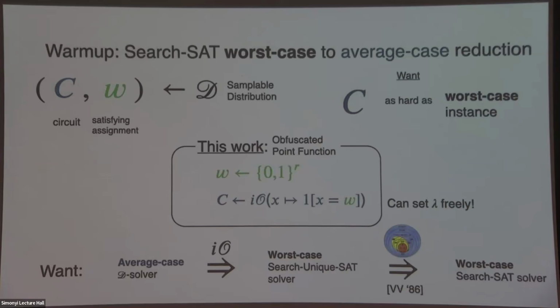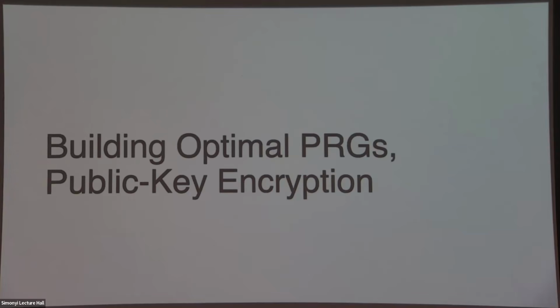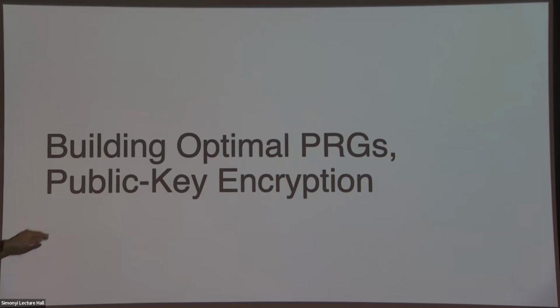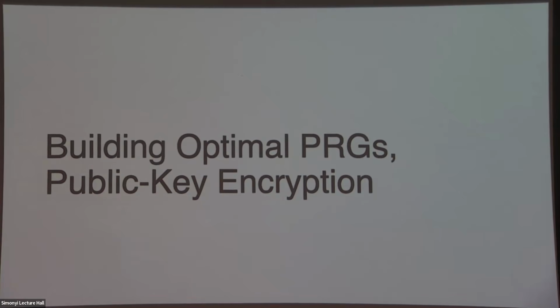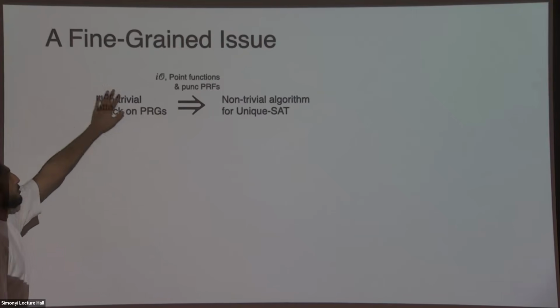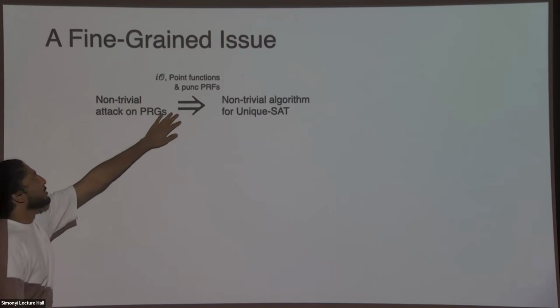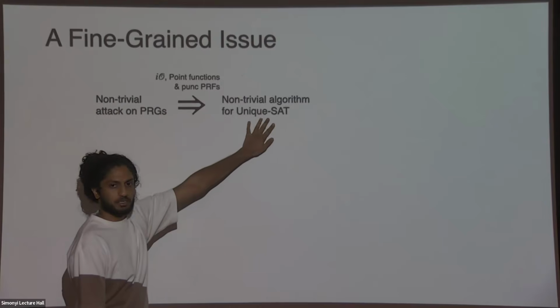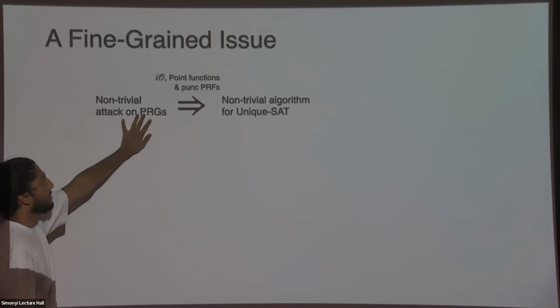So now let me tell you about one more of these complexity arrows, which you might find interesting. It comes up in trying to build optimal PRGs and also optimal public key encryption, and it's another fine-grained issue. What'll happen is, you'll want to build optimal PRGs, and you can use IO to show that if there's some non-trivial attack on PRGs, you'll get a non-trivial algorithm for unique set. So that part works fine.